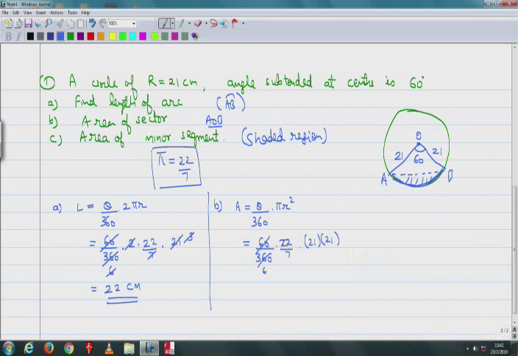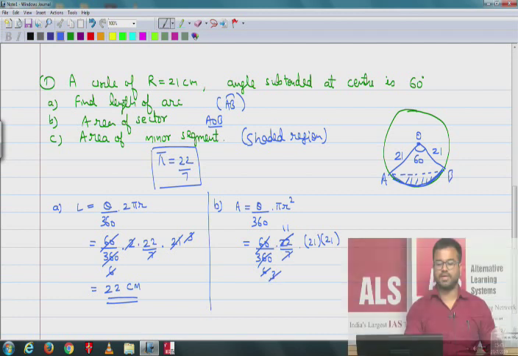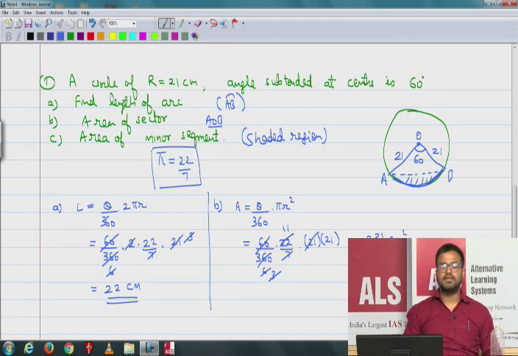So this will cancel out 6 times and this will cancel 3 times, this will cancel out 11 times, 7 3 21 and this 21 will cancel out. So 21 times 11, that is 231 centimeter square. So this is the area of the sector formed by the radius and the corresponding arc.